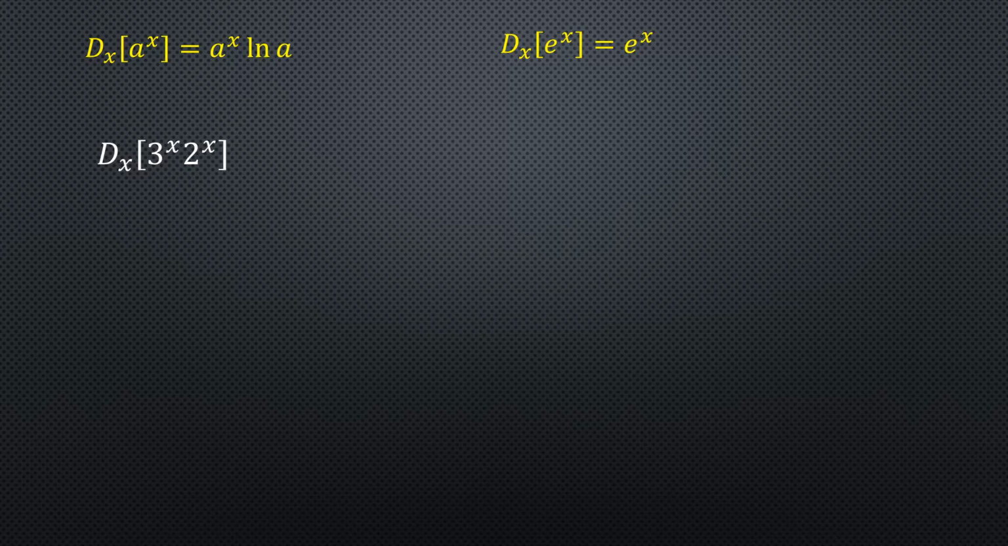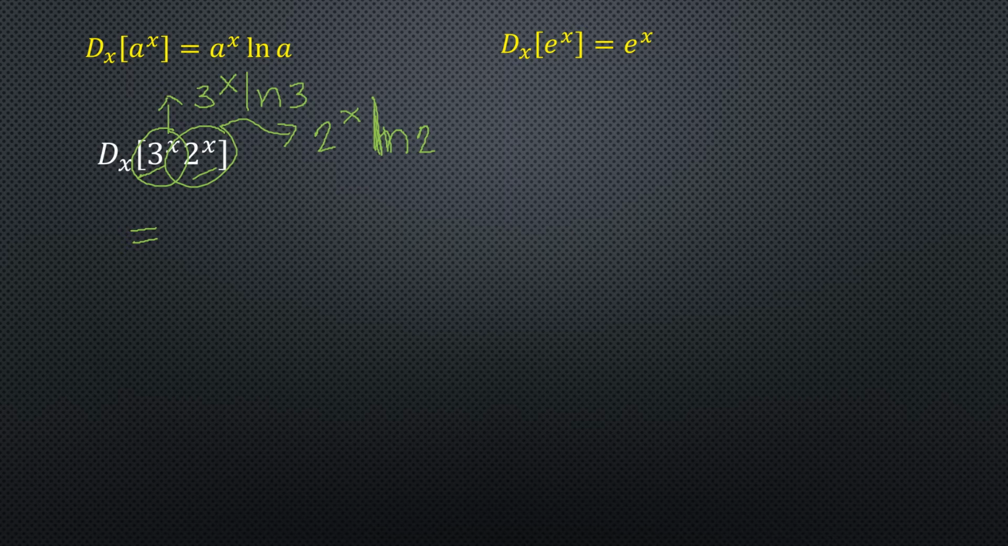On this next example, it is the product of 3 raised to x and 2 raised to x. So we need to get first the derivative of 3 raised to x, and that is 3 raised to x ln of 3. And the derivative of 2 raised to x is 2 raised to x ln of 2.